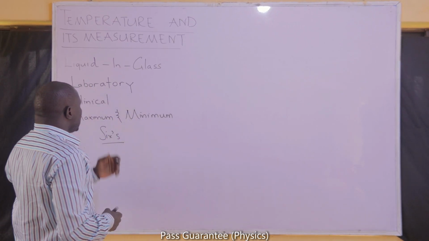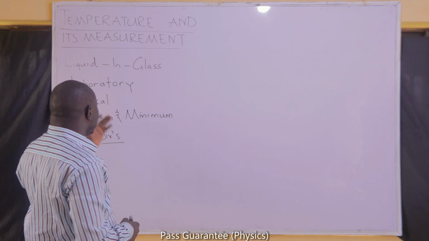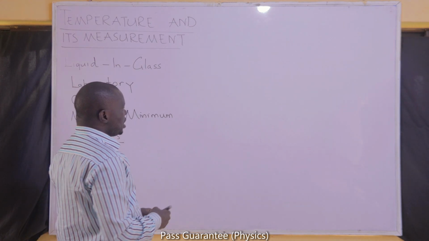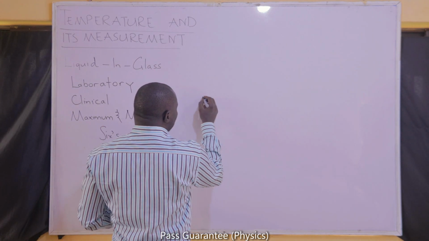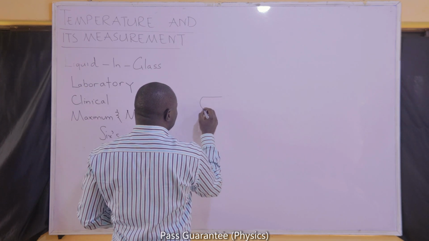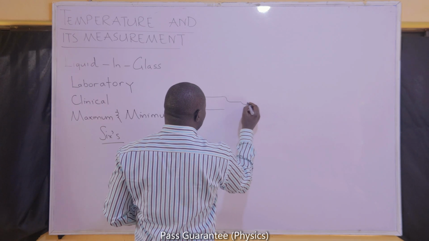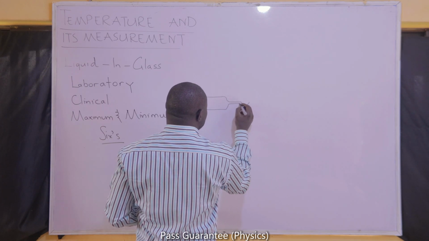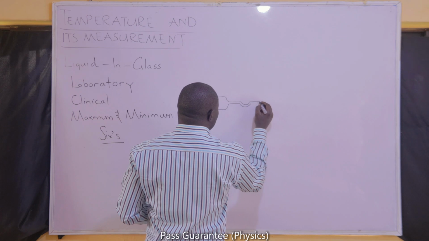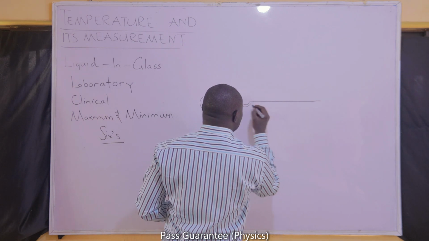We've talked about the laboratory thermometer. We want to see the clinical thermometer. A clinical thermometer is also a liquid in glass thermometer. It has essentially the same features as a liquid in glass thermometer. In fact, it's just an example of a liquid in glass thermometer.